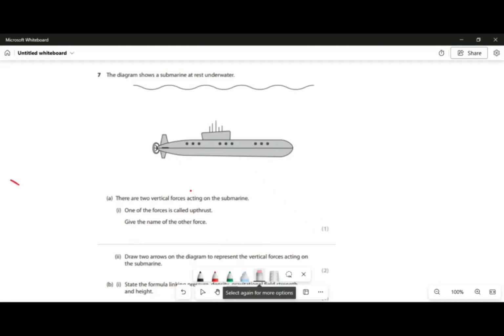The diagram shows a submarine at rest underwater. So this submarine being at rest means it is in equilibrium and the resultant force should be zero. So I'll note that down here. There are two vertical forces acting on the submarine. One of the forces is called upthrust. Give the name of the other force.